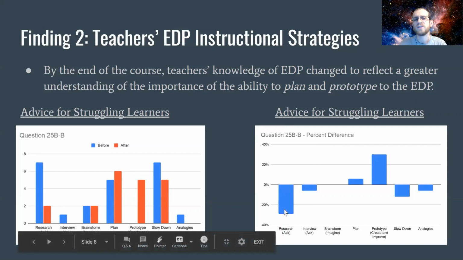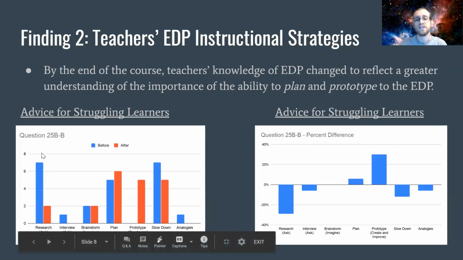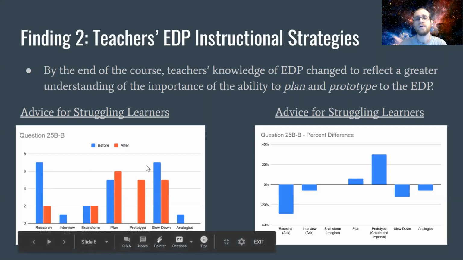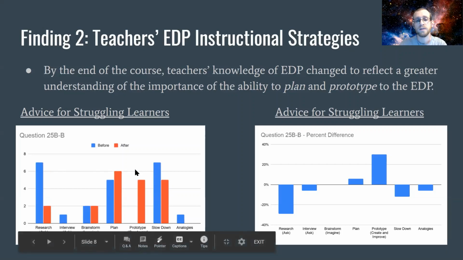So the first thing, this is why I include both, because if you look at just the percent difference this time, you see this huge decrease in research and a very big increase in prototype, and a very small increase in plan, right? But when you look at the bigger picture, we had a lot of research at the beginning, and we shifted from saying you need to do some research, you need to define your problem, to you need to really plan and you need to prototype. Even though plan was only a slight increase, it's already one of the highest codes here.